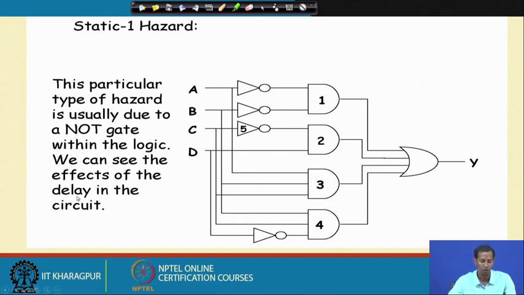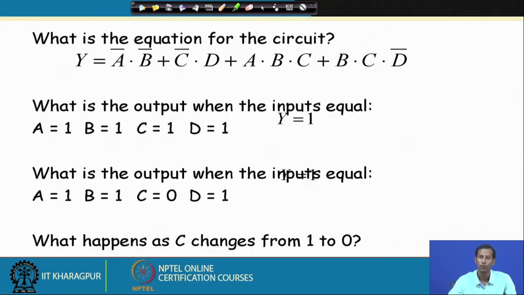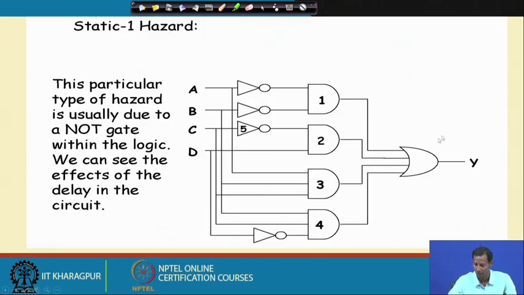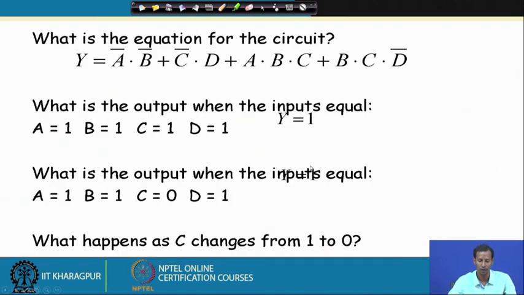We can see the effects of the delay in the circuit. Now, if I take the corresponding example, at that time we can visualize the corresponding logic 1 hazard at the output, which is y. So, let us start with that. Consider one equation, where y equals a bar, b bar, c bar, and with d, and a b c, and then b c d bar.